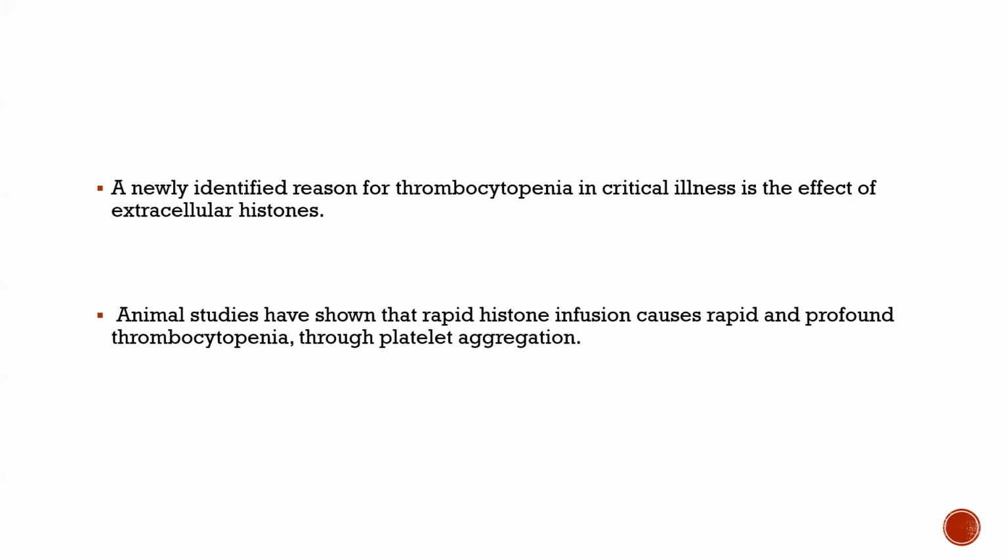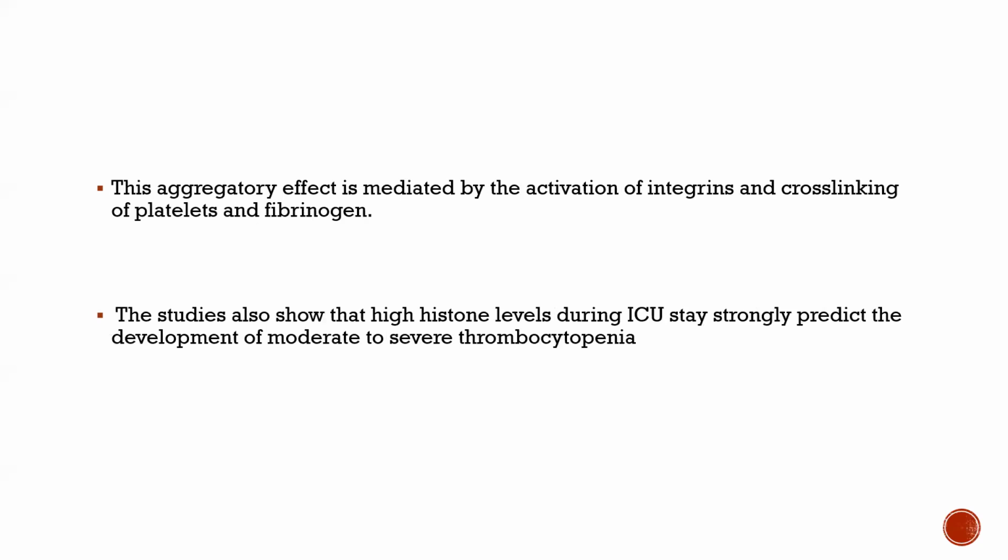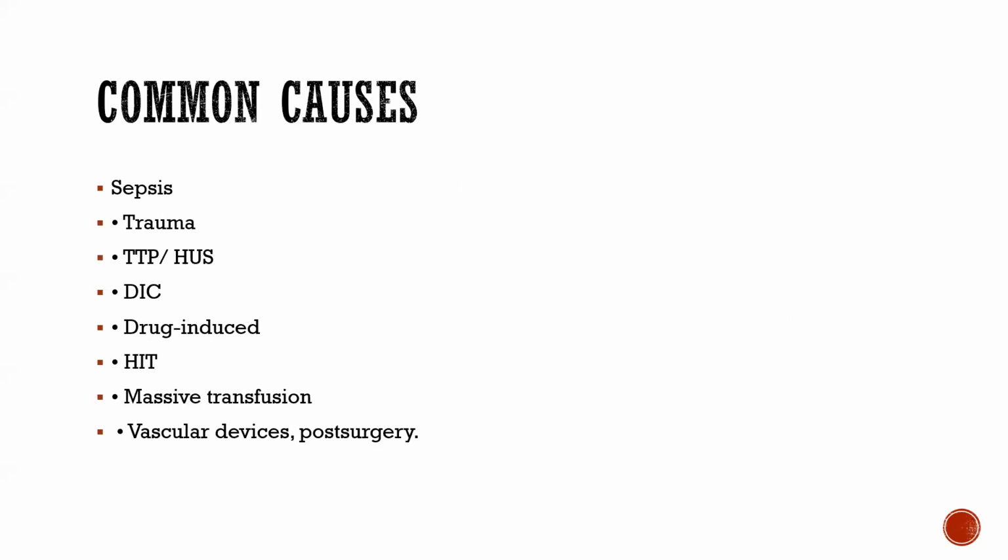A newly identified reason for thrombocytopenia in critical illness is the effect of extracellular histones. Animal studies have shown that rapid histone infusion causes rapid and profound thrombocytopenia through platelet aggregation. This aggregatory effect is mediated by activation of integrins and cross-linking of platelets and fibrinogen. The study also shows that high histone levels during ICU stay strongly predict the development of moderate to severe thrombocytopenia.